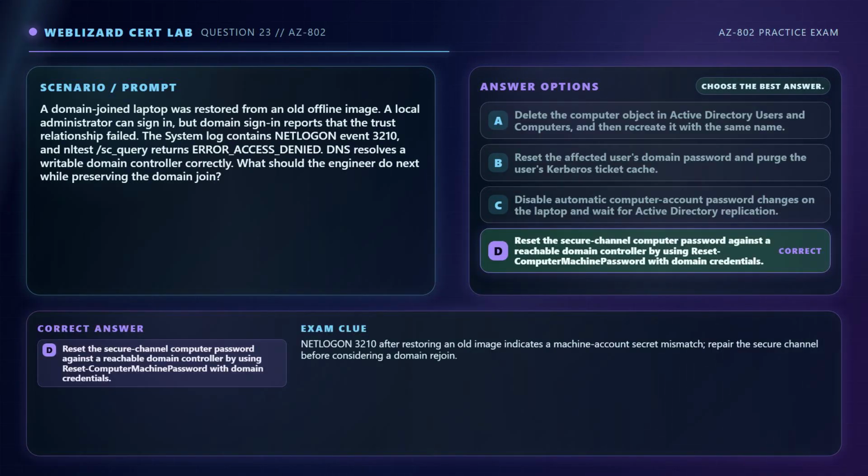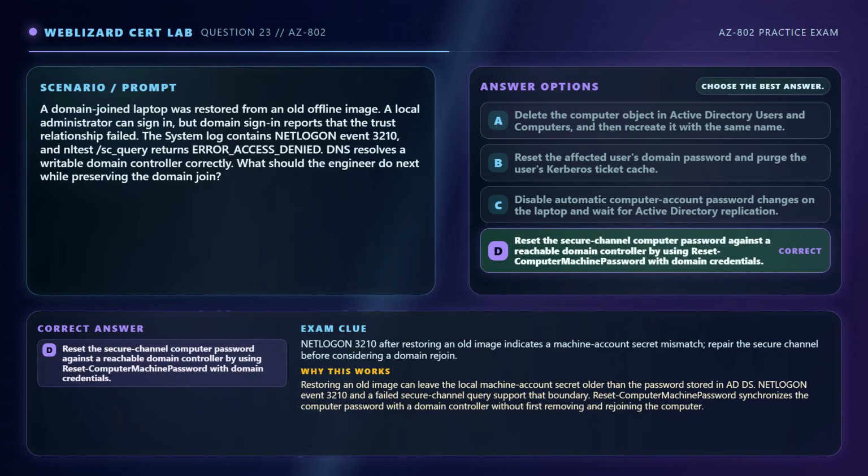The correct answer is D. Reset the secure channel computer password against a reachable domain controller by using reset computer machine password with domain credentials. Restoring an old image can leave the local machine account secret older than the password stored in ADDS. Netlogon event 3210 and a failed secure channel query support that boundary.